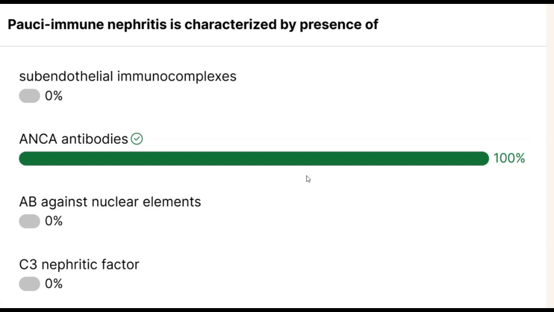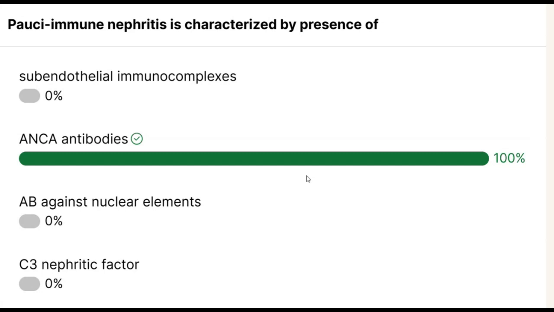It's associated with ANCA antibodies, anti-neutrophilic cytoplasmic antibodies, which attack the cytoplasmic antigens of the neutrophil and can cause damage by release of elastases, proteinases, and myeloperoxidases. Antibody against nuclear elements, no, that's SLE, and SLE can be both nephrotic and nephritic. And C3 nephritic syndrome is also a membranoproliferative glomerulonephritis, associated with immune complexes. So it's not. So pauci-immune, no immune complexes, usually ANCA antibodies.